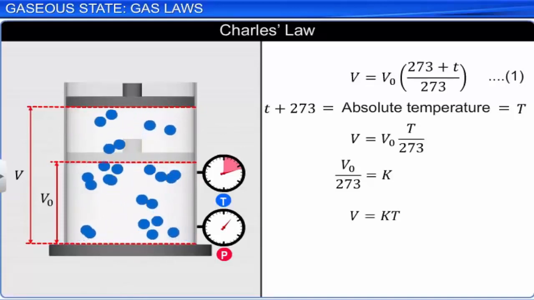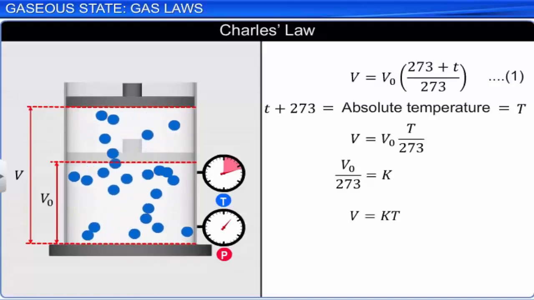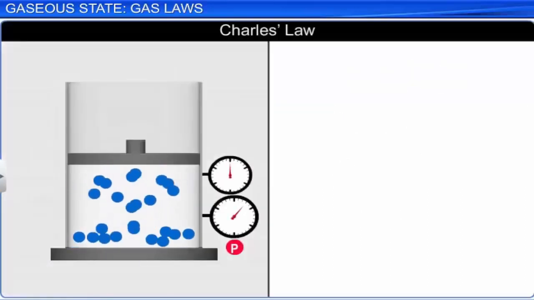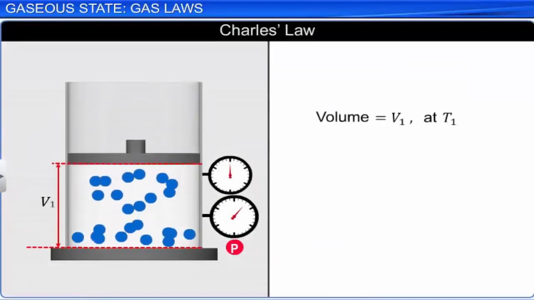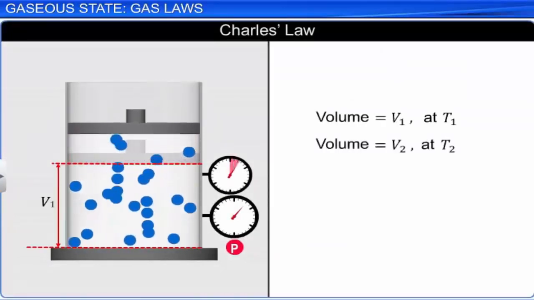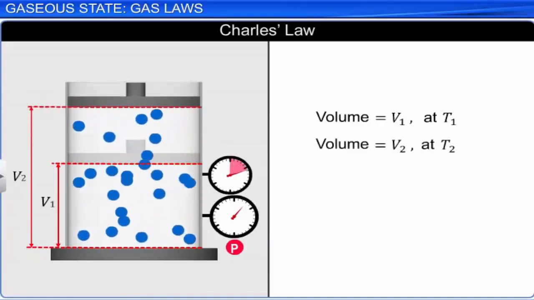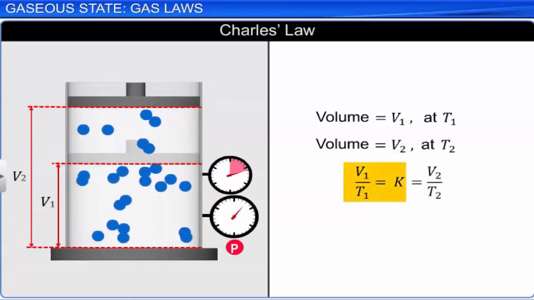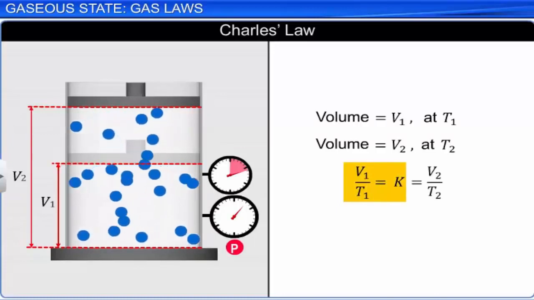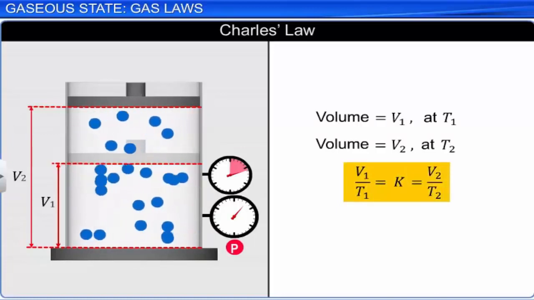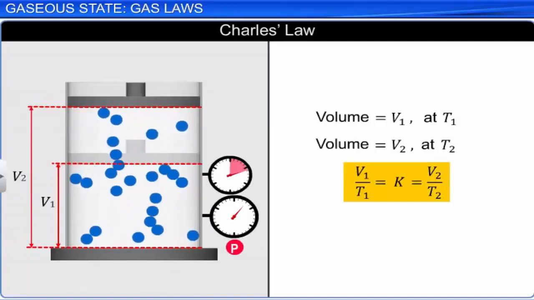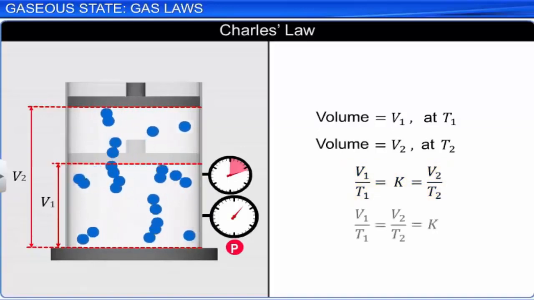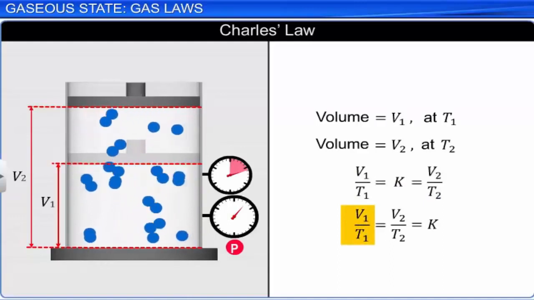If a given gas occupies volume V1 at T1 temperature and volume V2 at T2 temperature, then by Charles' law, V1 by T1 is equal to K constant, which is in turn equal to V2 by T2. Therefore, the equation can be written as V1 divided by T1 is equal to V2 divided by T2 is equal to K. This is called the Charles' law equation.